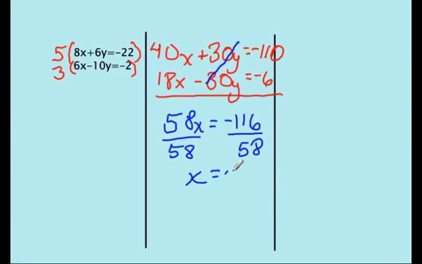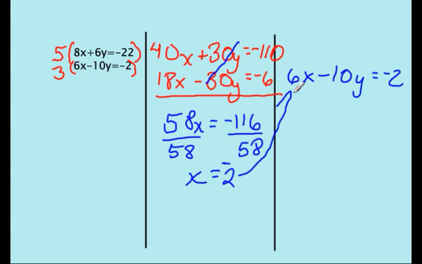Now we just have to finish this off by plugging in the negative 2 for x into one of the equations. I'm going to choose the smaller equation this time. 6x minus 10y equals negative 2. And so when I plug negative 2 in for x, I get negative 12 minus 10y equals negative 2.